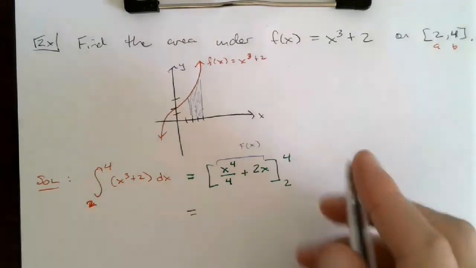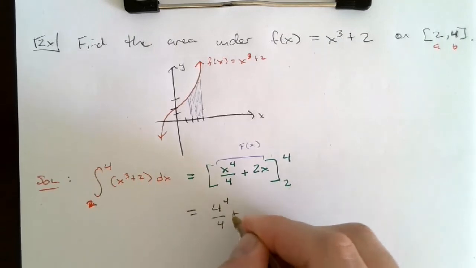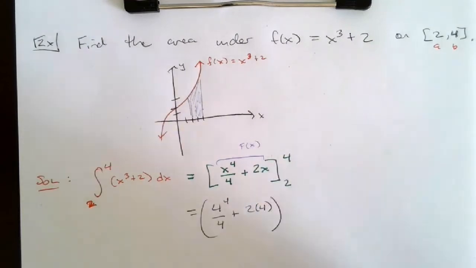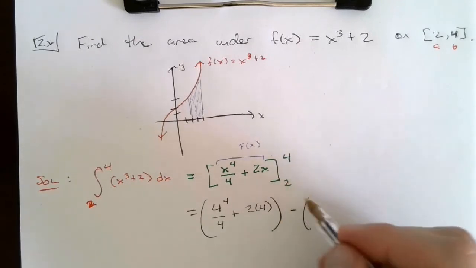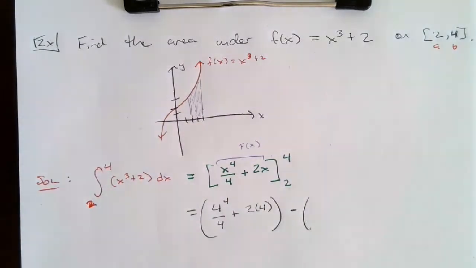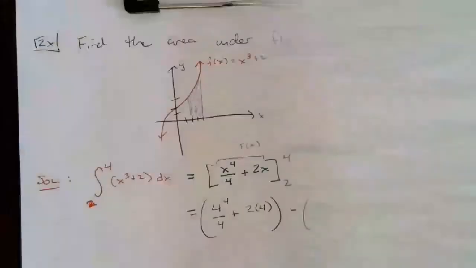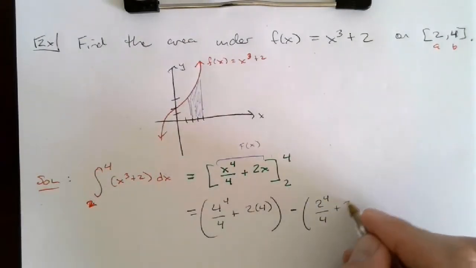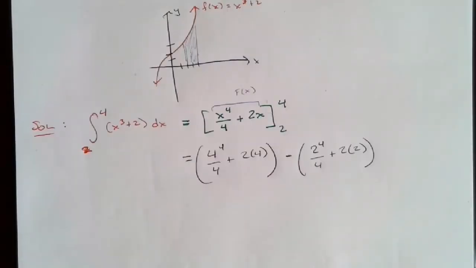So x to the 4th over 4 plus 2x, subbing in 4 would be 4 to the 4th over 4 plus 2 times 4. This is me doing the first part, F of b, minus subbing in 2 into here. Alright, this is the F of a according to our definition, right? F of b minus F of a. F of b was F of 4, subbing in 4, minus F of a is subbing in 2. So we would have 2 to the 4th over 4 plus 2 times 2, because we're subbing 2 whenever we saw an x. And then you evaluate this.